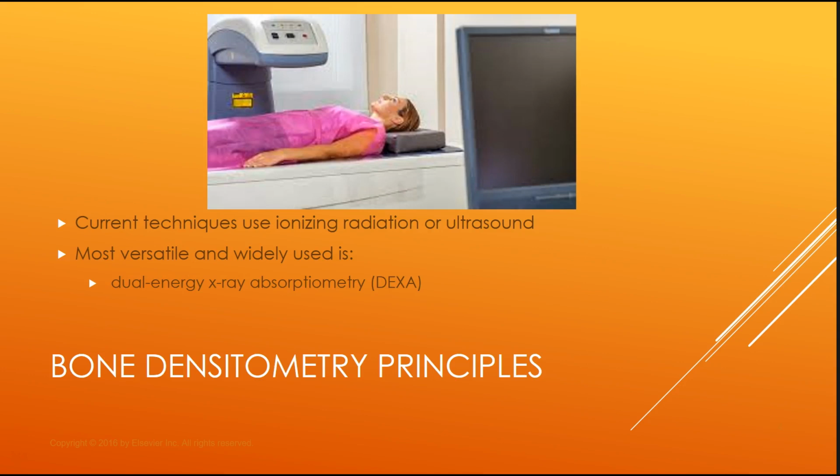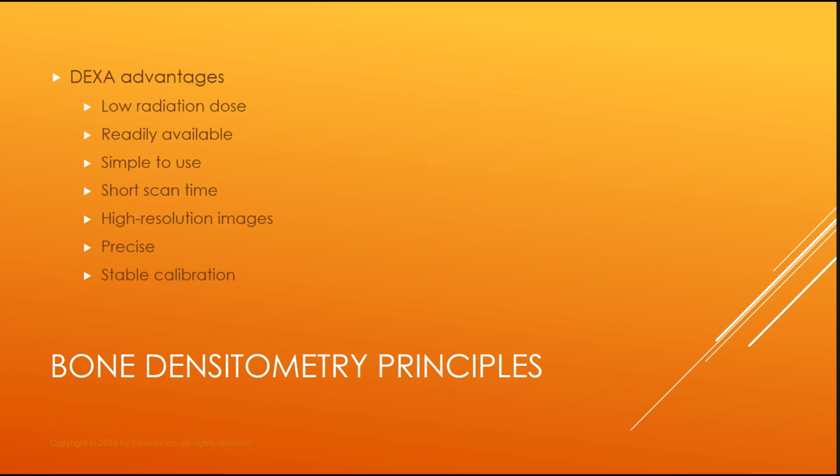The current techniques with DEXA scanners either use ionizing radiation or ultrasound. There are ultrasound scanners out there. However, the most common is ionizing radiation, although it is low level. The most versatile and widely used is dual energy X-ray absorptiometry. So it uses 2 energy peaks.